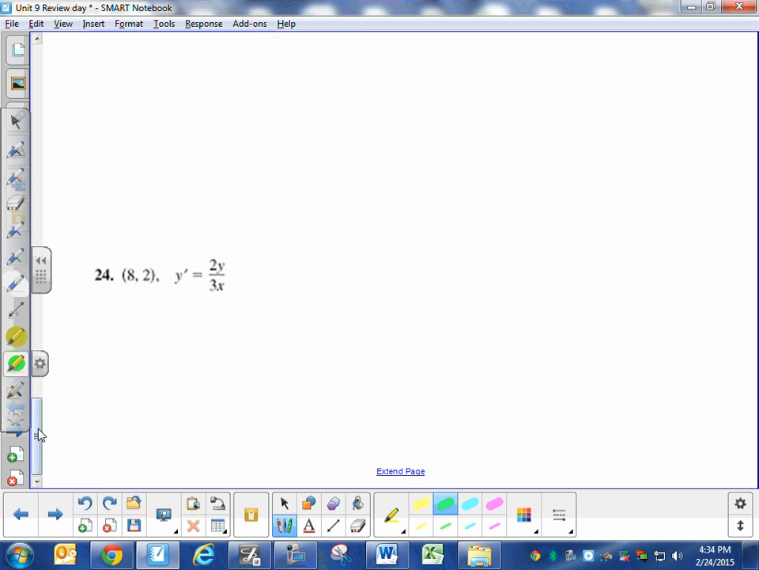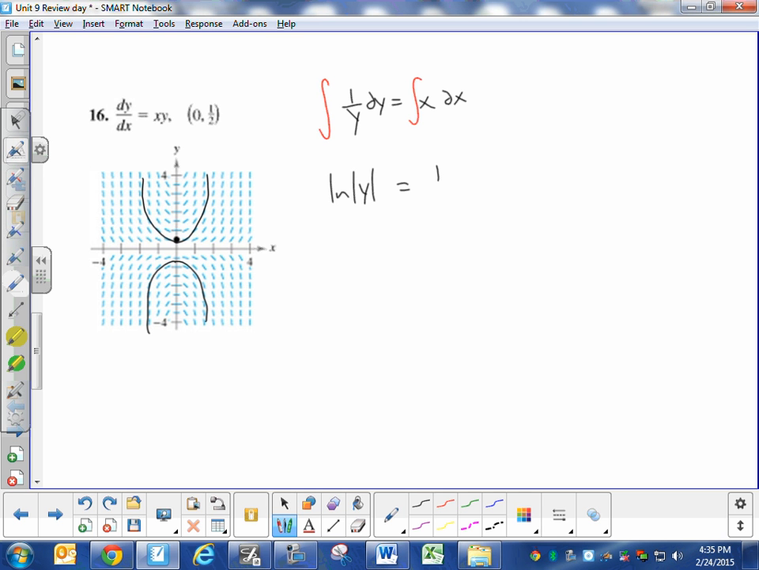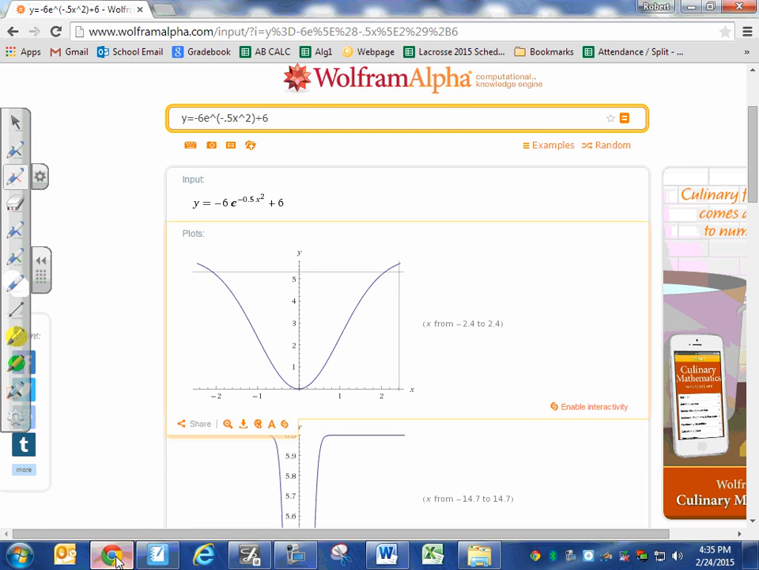We got two more, 16 and 24. 16, we should see our solution should be probably like a hyperbola, something like that, probably with this piece down here if we had just our implicit equation. So to have 1 over y dy is equal to x dx. Take the antiderivative of both sides. I have log absolute y is equal to 1/2 x squared plus a c. I can then graph that, see that that would be that. Why not?